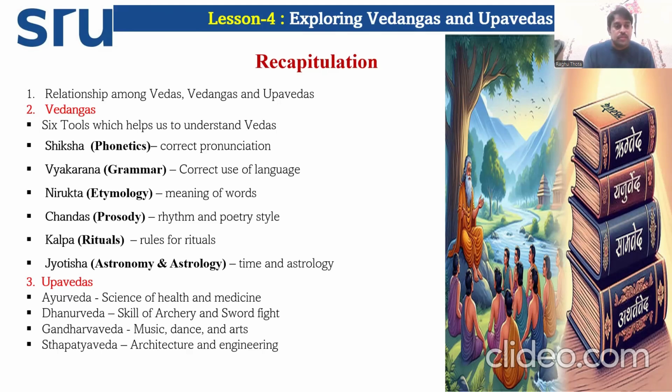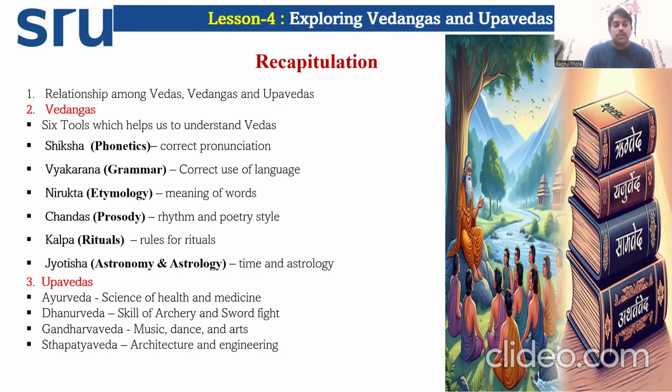Let us introduce all the 6 tools. One is Siksha, which means phonetics, which focuses on pronunciation, how to pronounce the words correctly in the Vedas. Next one, Vyakarana, which means grammar, correct use of language. And the third one, Nirukta, etymology, which means vocabulary, the meanings of words, which help us to understand the meanings of information in the Vedas. And Chandas, rhythm and poetic style.